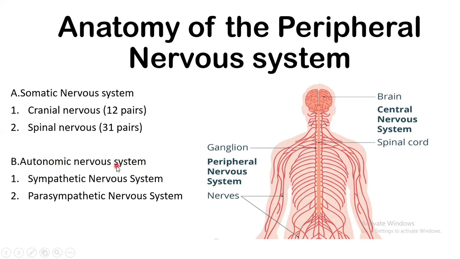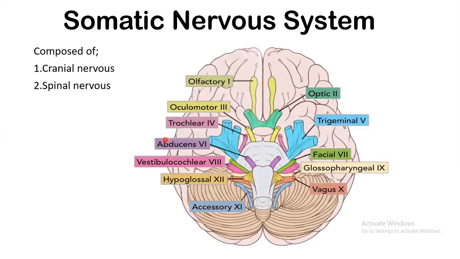Then the autonomic nervous system has two main components. They are the sympathetic nervous system and the parasympathetic nervous system. Now let's study the somatic nervous system. The somatic nervous system comprises the cranial nerves and spinal nerves. The cranial nerves have 12 pairs and arise from our brainstem, and they control various functions of the head, neck, and some other internal organs.